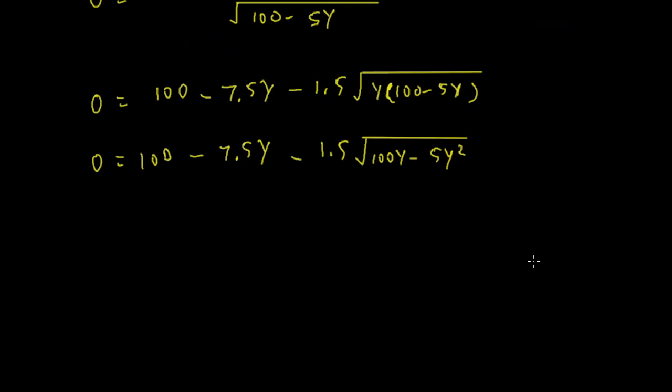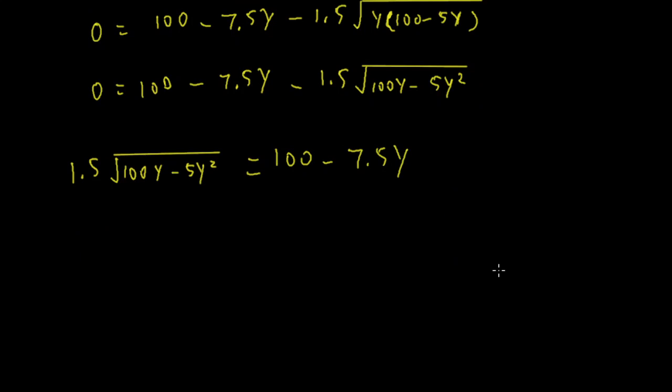Okay. Now, how do we solve this? Now, we do know that this is just y and that's a square root here. What we can do is isolate this term. Let's move this one to the left side as it's one term. So add 1.5 times the square root of 100y minus 5y squared on both sides. We have 1.5 times the square root of 100y minus 5y squared is equal to 100 minus 7.5y. Why did I do that? Well, now it's easy because that's just one term here.